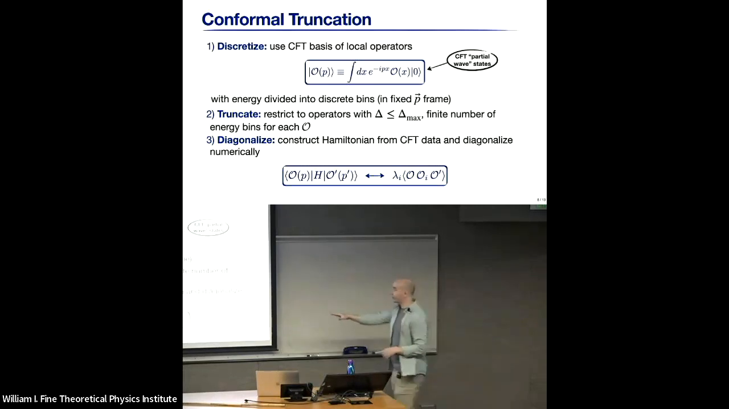And so basically what these IR divergences do is they tell you that some part of the CFT Hilbert space gets lifted out and has no overlap with low energy states. And so in practice, you can do this one of two ways.